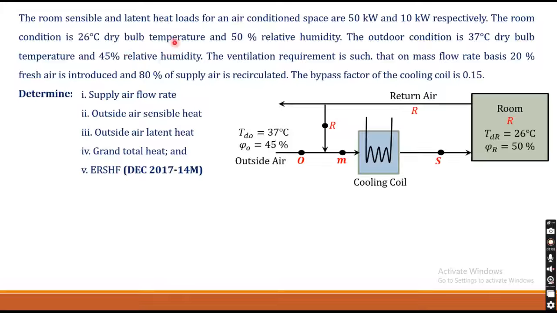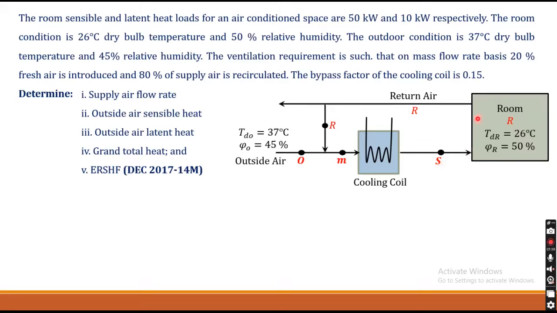Based on the question we have this flow chart, flow diagram. This is the room that we have to maintain at a temperature of 26 degrees Celsius dry bulb temperature and 50% relative humidity. The outside condition is dry bulb temperature 37 degrees Celsius and relative humidity 45%. Now, in order to maintain this condition, we are supplying this air over the cooling coil. So we get the supply condition indicated by the S, right?